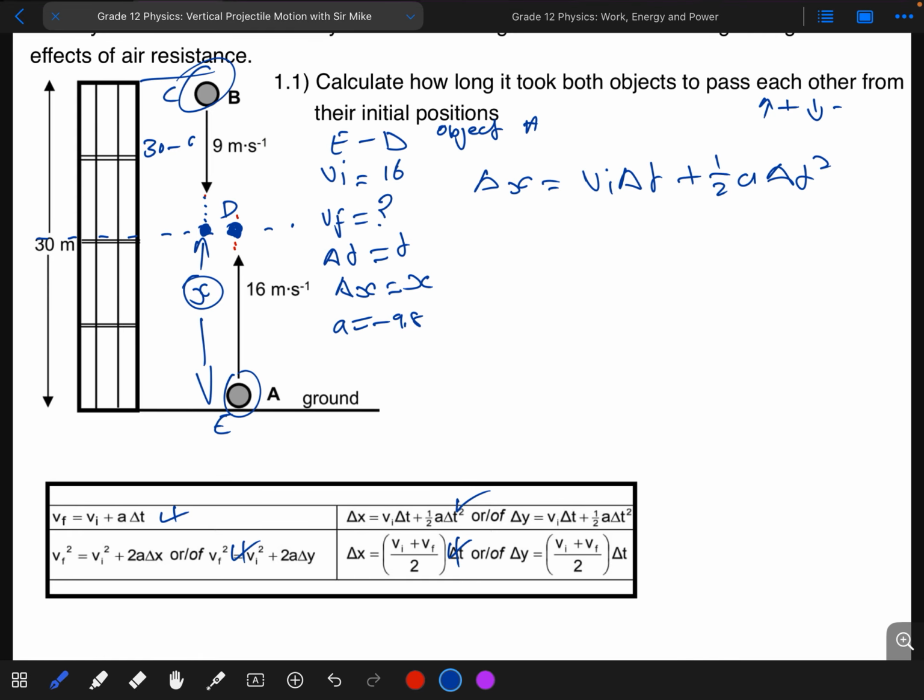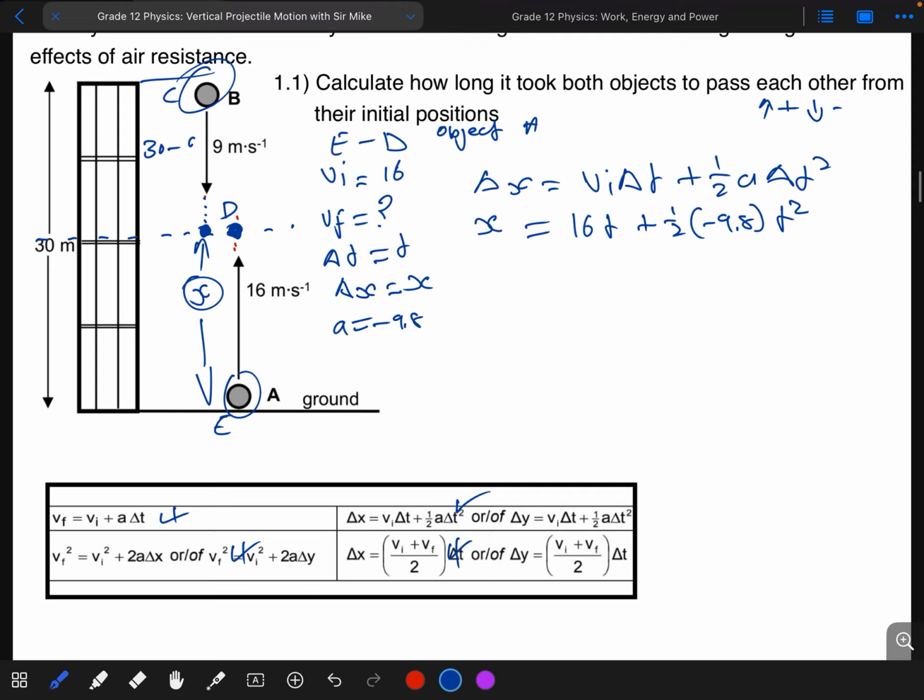So in this case, I know that my displacement would simply be x equals my v initial, that's 16, multiplied by time, which I let be t, plus a half multiplied by a, which is negative 9.8, multiplied by t squared. I'm going to let that be my equation 1.